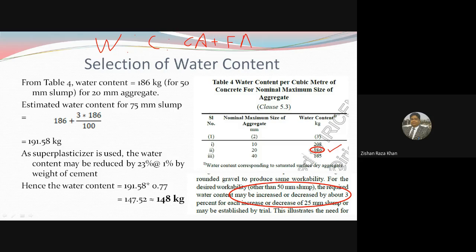and admixtures. So first we are going to decide the amount of water. For 20 mm aggregate, for 1 cubic meter, the amount of water will be 186 kg or 186 liters. Now here is a catch. This water is given for a slump of 50 mm only. Are you listening to me?